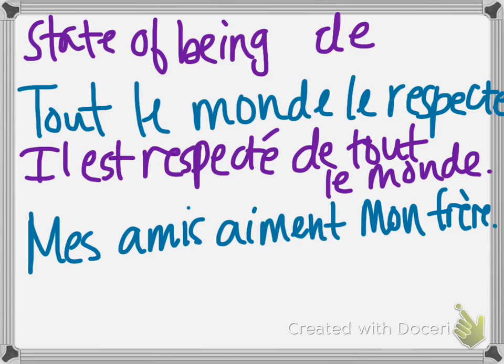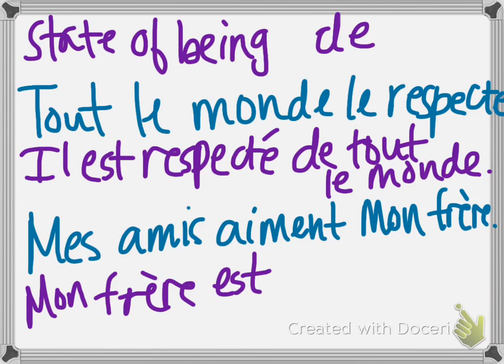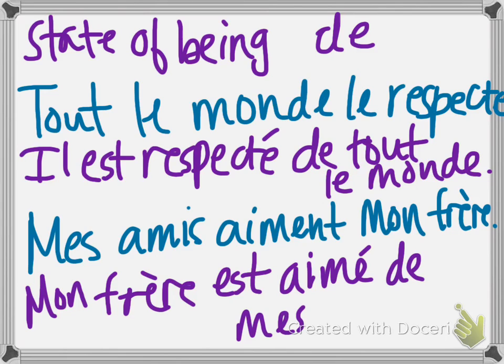And mes amis aiment mon frère in the passive voice becomes mon frère est aimé de mes amis. It's just a difference of what type of verb it is.